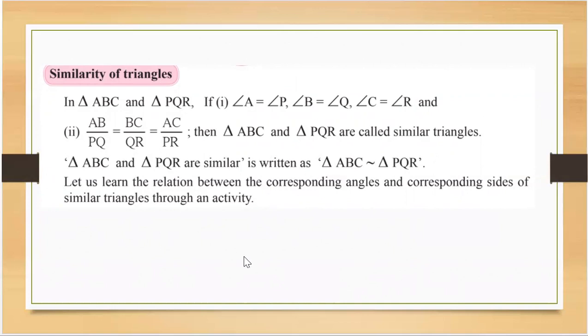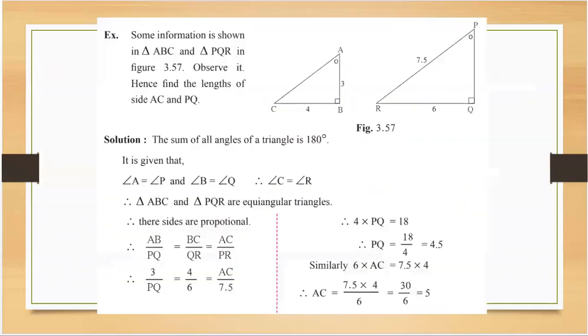Okay, there is one more activity in textbook that you have to do at your home. You can perform and see. It is just for fun and just for your extra knowledge. So after this similarity definition, there is one activity you can do at home. Let us solve sums based on this criteria, that is similarity of triangles. Okay, so the sums are very easy.